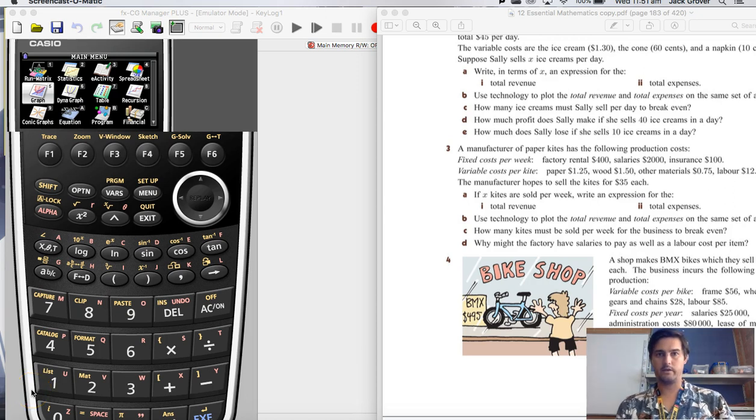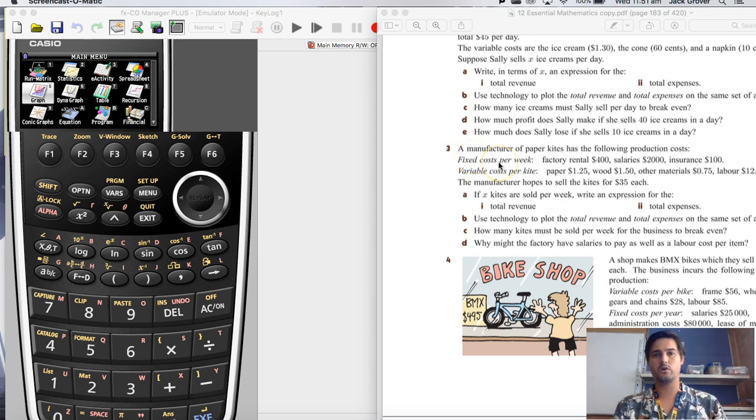Hey Year 12s, just going to do a video as promised about how best to organise or do a question if we're trying to find our break-even point. Okay, so we're going to do question 3 here. A manufacturer of paper kites has the following production costs.